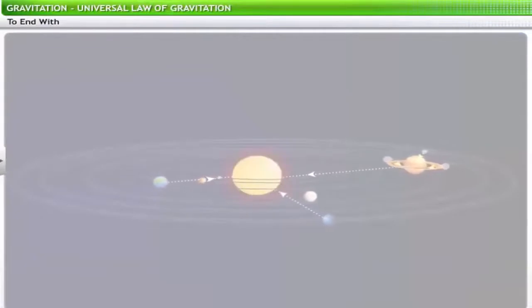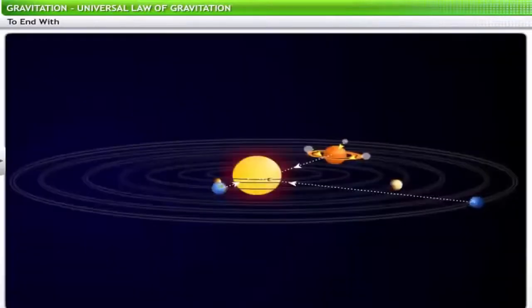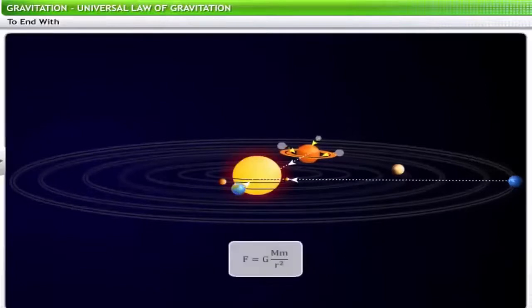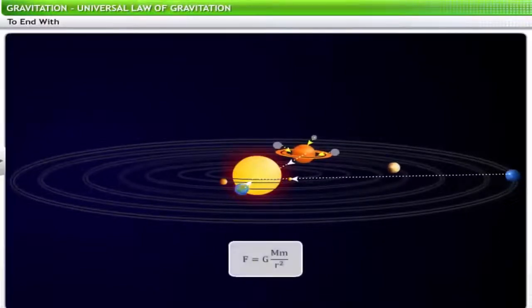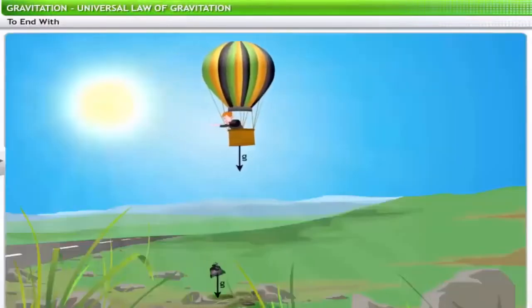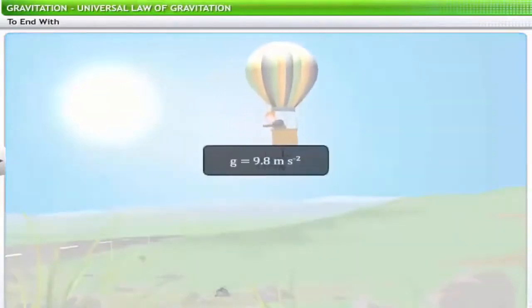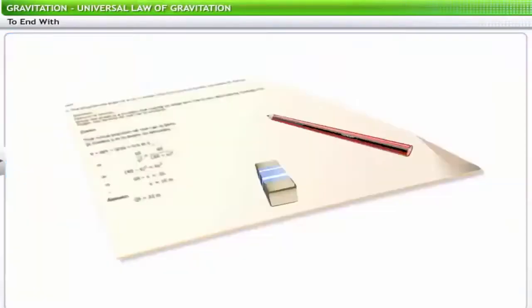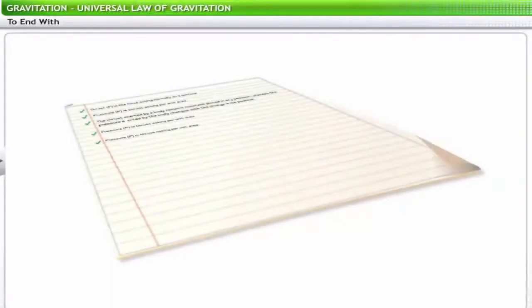This brings us to the end of this lesson on the universal law of gravitation. In this lesson, you have learned about gravitational force, universal law of gravitation, free fall, and acceleration due to gravity. The following section on solved problems provides you an opportunity to review some model problems based on these concepts. To revisit the key points covered in this lesson, please review the flashcard at the end of this lesson.